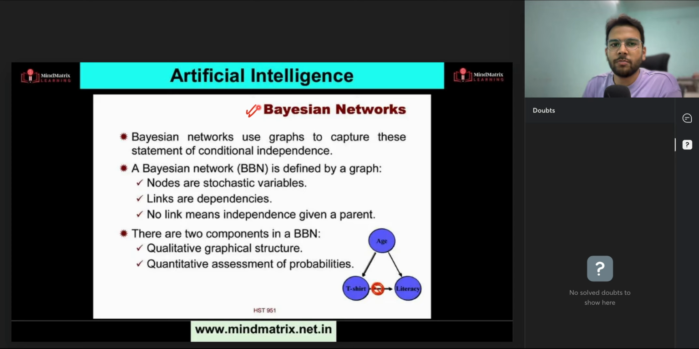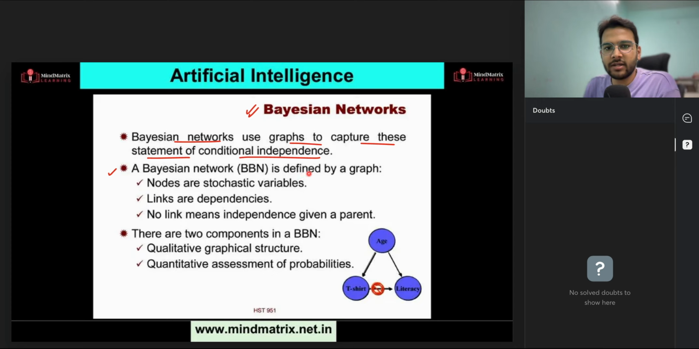Bayesian networks use graphs to capture these statements of conditional independence. So you can see how powerful these graphs are, right? They are telling you a lot of information. They are telling you which variables are conditionally independent. They are also telling you which are conditionally dependent, and they are also telling you which variables are completely independent, having absolute independence. So all this information is given by these Bayesian networks.